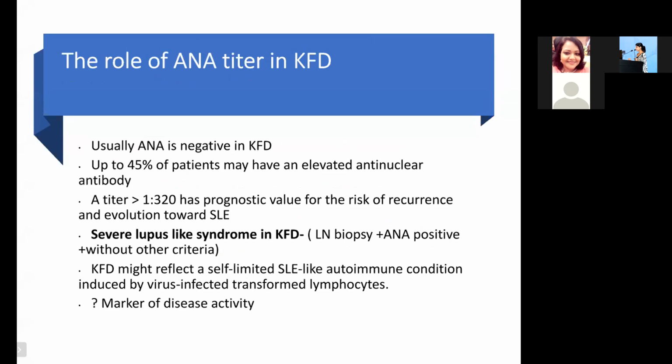Moving on to the role of ANA titer in Kikuchi's disease. Usually ANA is negative in Kikuchi's disease. Up to 45% of patients may have an elevated antinuclear antibody. The significance of the ANA titer is that a titer of more than 1 in 320 has prognostic value for the risk of recurrence and the evolution toward SLE.